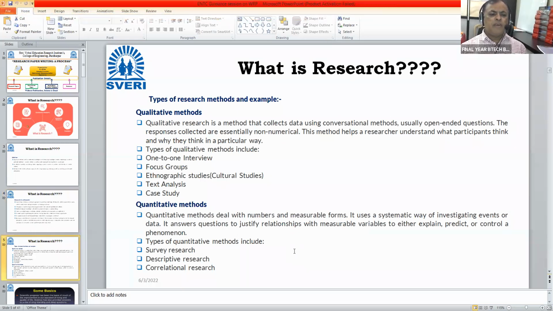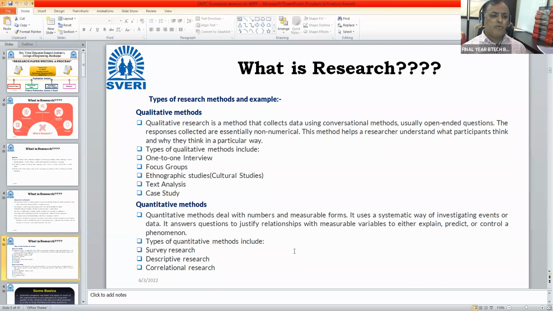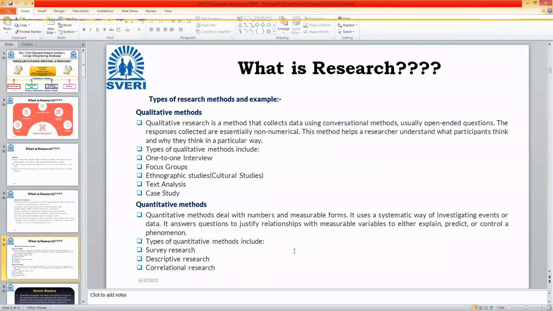Now, we are not going to go into these details. There are types of research methods. One is a qualitative method and the other one is a quantitative method. So the qualitative research method is something like focus groups, or it may be text analysis, or it may be a case study. Whereas the quantitative is very much dealing with numbers and measurable forms.